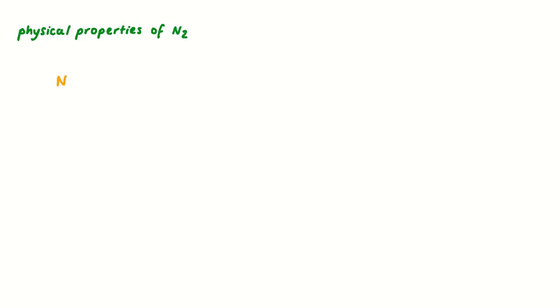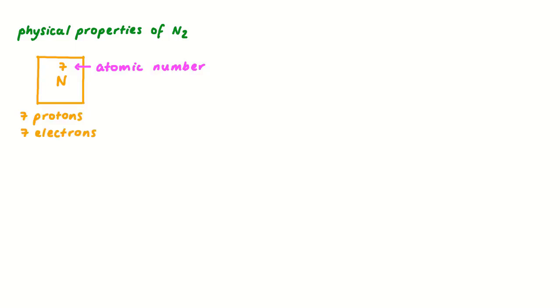It has the chemical symbol N. If we find it in the periodic table, we can see that it has an atomic number of 7. Thus an atom of nitrogen has 7 protons, and a neutral atom will have 7 electrons. It has an atomic mass of around 14 unified atomic mass units. The vast majority of nitrogen atoms have 7 neutrons.